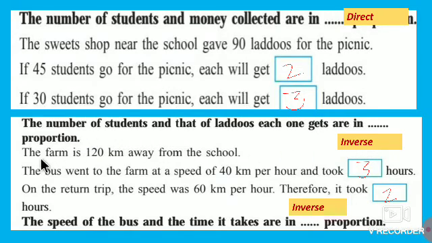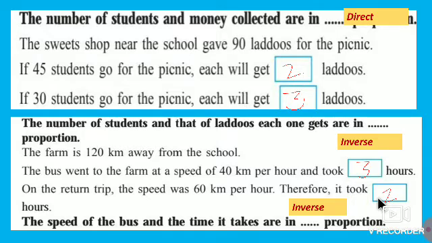Understood? The farm is 120 km away from the school. The bus went to the farm at a speed of 40 km per hour and took 3 hours to reach there, because the total distance is 120 and the speed of the bus is 40. So it will take 3 hours to reach there. And on the return trip, at 60 km per hour, it took 2 hours only.